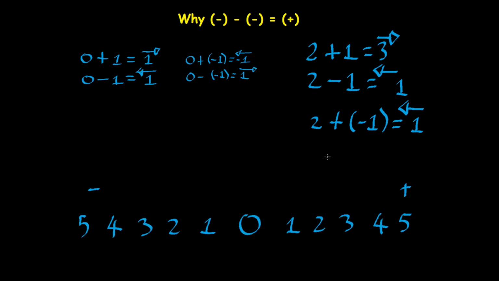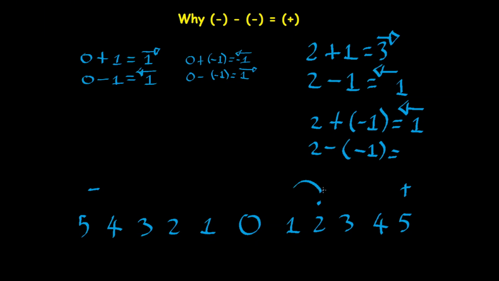And now the tricky one. We have the number 2 minus minus 1. So we are starting at the number 2. We need to subtract. If we subtract, we go to the left. But in this case, we are not subtracting a positive number. When we subtract a positive number, we just go to the left. In this case, if we have a negative number, we need to flip that.